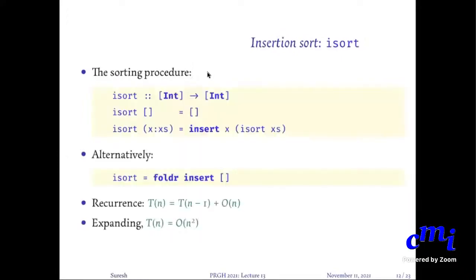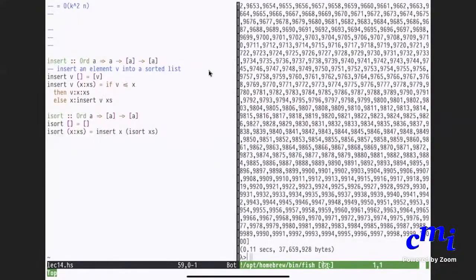So this is insertion sort. It works, but it takes order n squared time. And order n squared time is not great because you see that this thing takes 0.11 seconds, whereas the other thing that we had took 10 seconds or whatever. So clearly there is a need to do better.